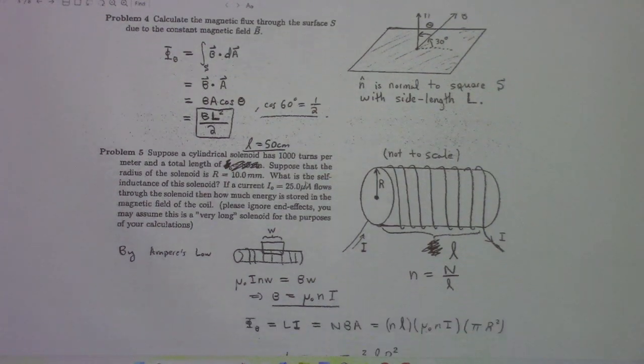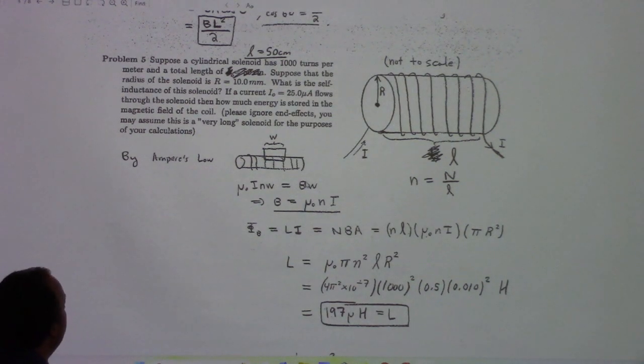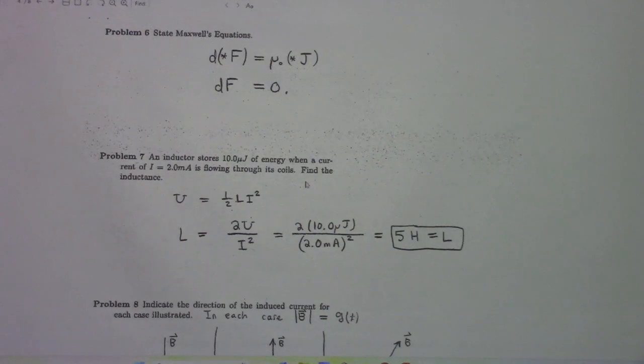Problem 5 here. Suppose you've got a cylindrical solenoid of length 50 centimeters, and it has 1,000 turns per meter and a total length of, like I said, 50 centimeters. Suppose that the radius of the solenoid is 10 millimeters. What's the self-inductance of this? Oh man, we don't know self-inductance yet. Rats. I'm sorry, guys. I'll stop this.